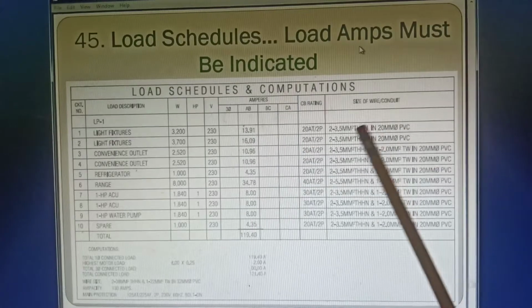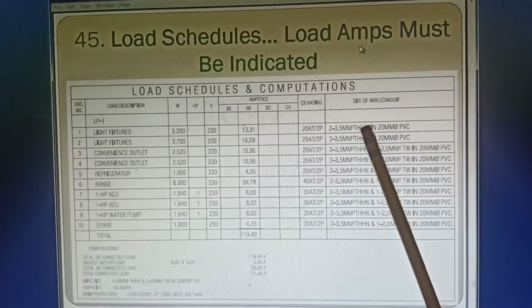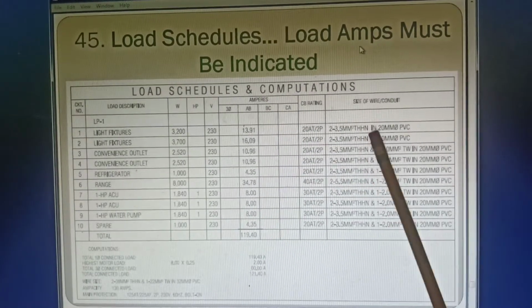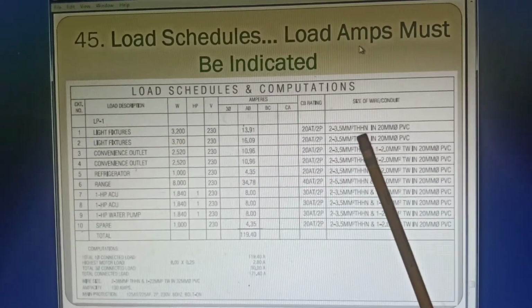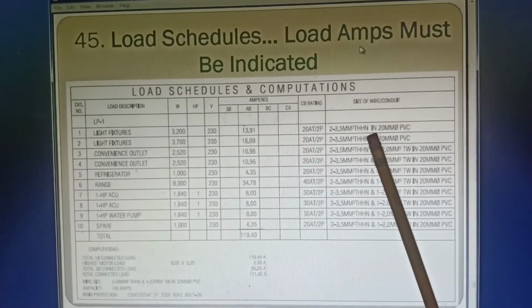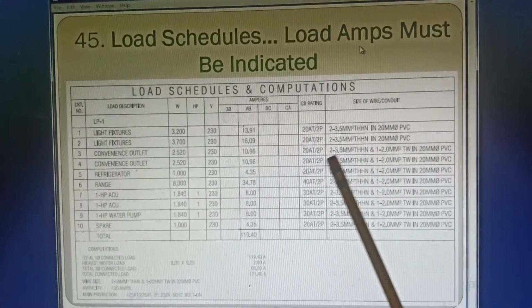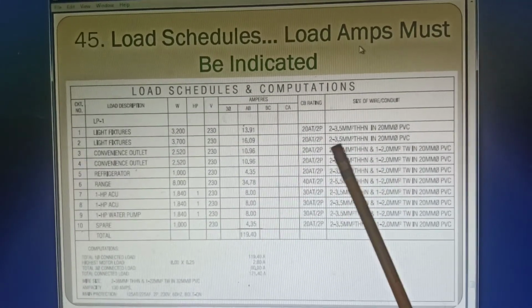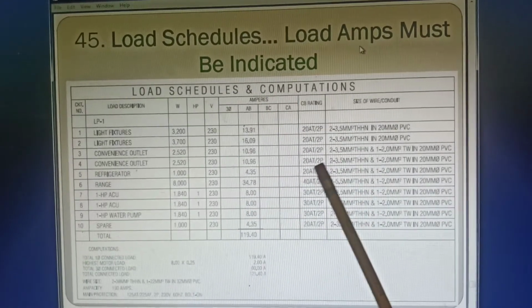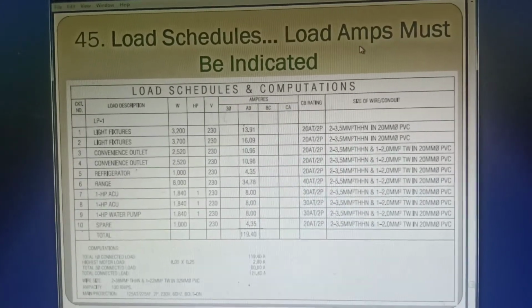THN wire means thermoplastic, heat resistant with neoprene, but it's also equivalent to THWN. It has a 90 degrees centigrade temperature rating, much higher than the THW, which only has 75 degrees centigrade, and TW, which only has 60 degrees.